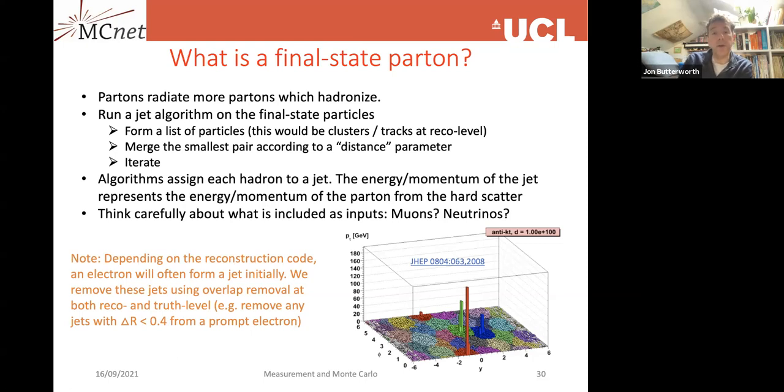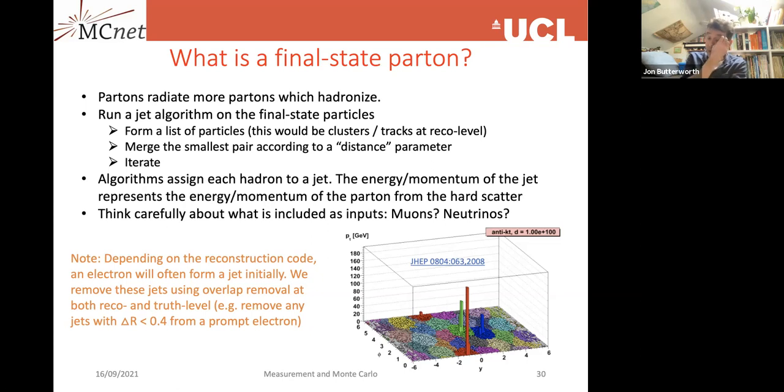You typically merge nearby pairs according to some distance parameter and iterate until you meet some termination criteria. All of those are decisions that are made in a jet algorithm. Typically, we use the anti-kT algorithm now, but there are alternatives. And then the idea is that the energy momentum of the jet will represent at some level the energy momentum of the parton from the hard scatter.